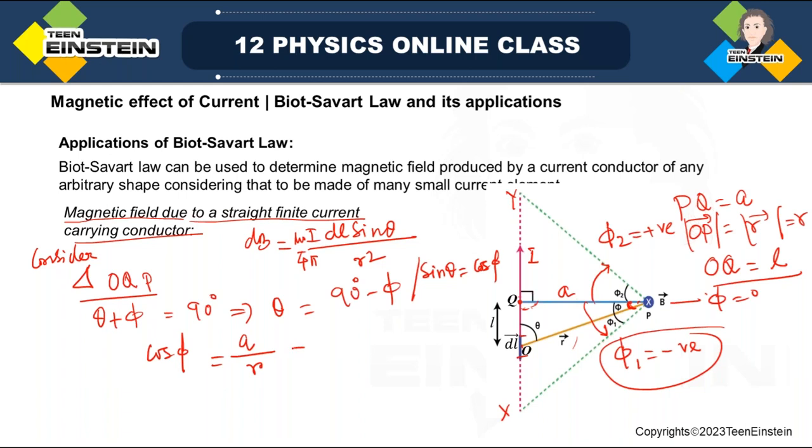So cos phi, or r is equal to what? This implies r is equal to a over cos phi, which can be written as a sec phi. From here, r will go here, cos phi will come down, so I am writing it as sec phi. So r is equal to a sec phi. These are important terms which I am getting here.